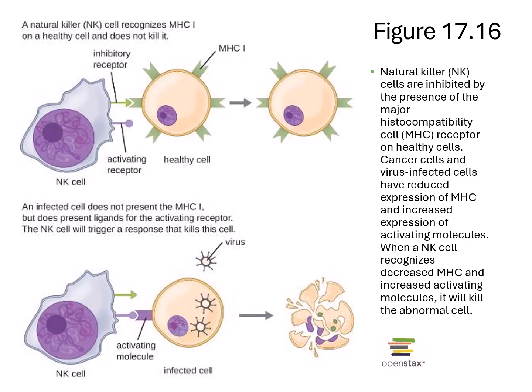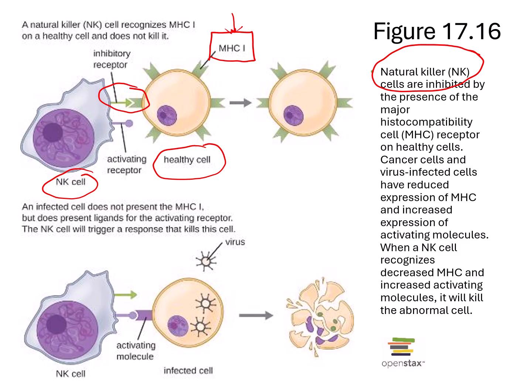Here we can see natural killer cells. In the first scenario, we are looking at a healthy cell. Here is the natural killer cell. The healthy cell is expressing Major Histocompatibility Complex 1 on its surface, indicating that it's healthy. So if a natural killer cell binds to that MHC1 complex, it realizes the cell is healthy and does not kill it. Nothing happens to that cell.